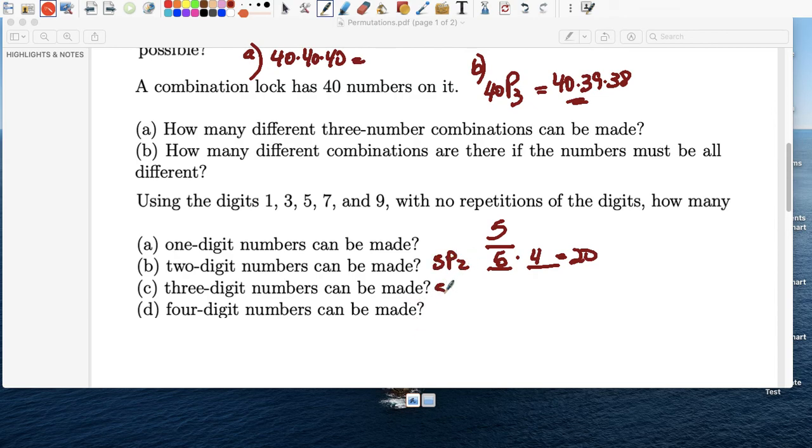Or you could have written it like this. 3 digits, 5P3, so it would be 5 times 4 times 3, which is 60. 4 digits, so it would be 5 numbers arranged 4 at a time, which would be 5 times 4 times 3 times 2, which is 60 times 2, 120.